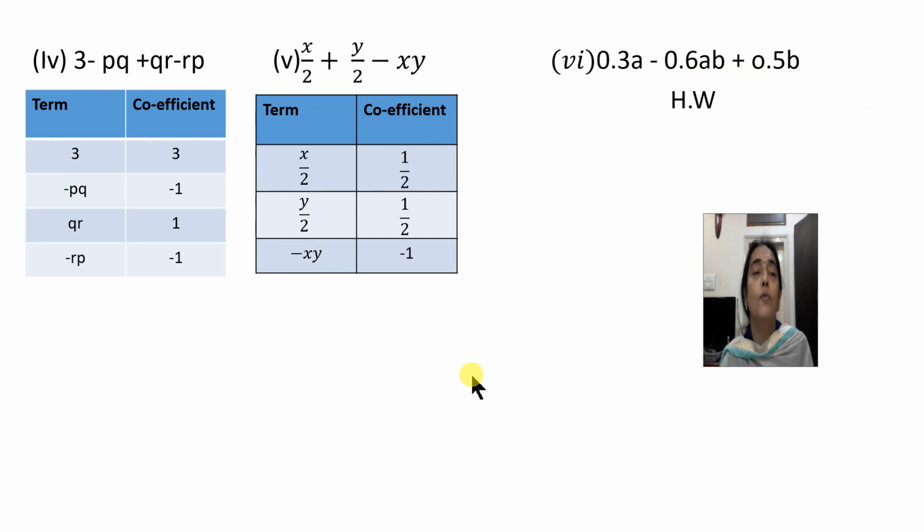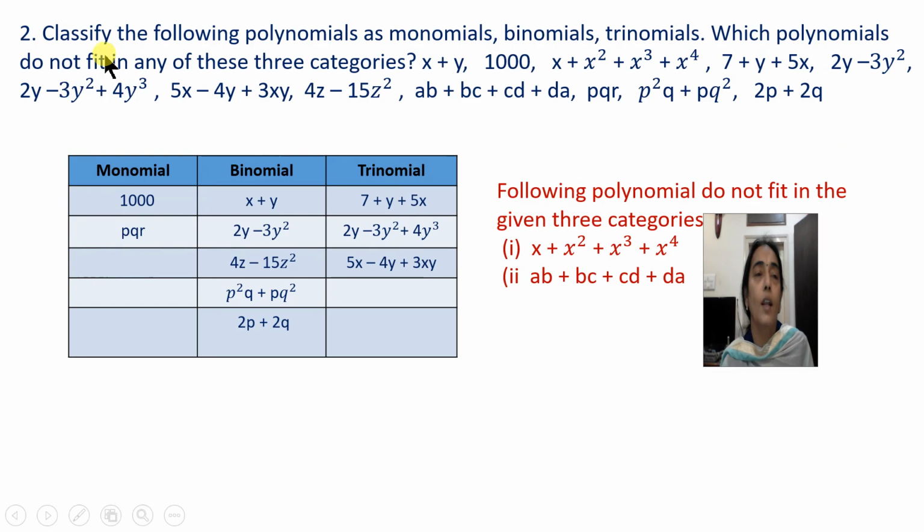Let's move to question number 2. Classify the following polynomials as monomials, binomials and trinomials. Which polynomials do not fit in any of these 3 categories? That means you are given so many expressions and each expression you have to classify into monomials, binomials and trinomials. But among these there are some which will not come under monomials or binomials or trinomials. So you have to find out which are they and write them down separately.